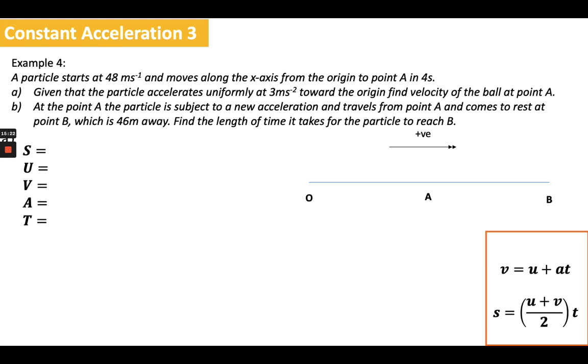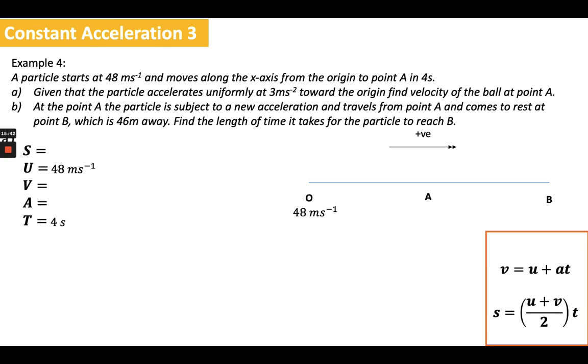I'm going to go through the question and collect all the information. The particle starts at 48 meters per second. Okay, so my initial velocity is 48 meters per second and it moves along the x-axis from the origin to point A in 4 seconds. So time is 4 seconds.